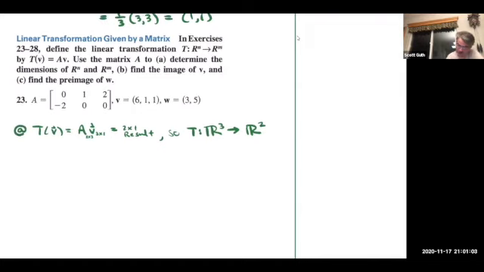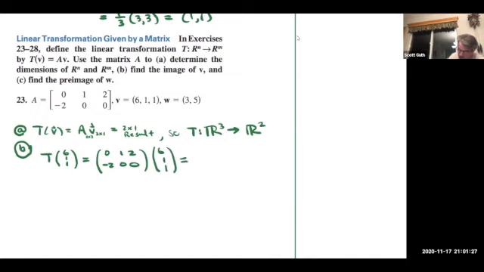Then B wants the image of V. So V is 6, 1, 1. So that's easy. So T of this 6, 1, 1 vector would be A, so 0, 1, 2, negative 2, 0, 0 times the 6, 1, 1. And as we know, this is going to be a 2 by 1. So we'll do 0 plus 1 plus 2. I think that's a 3. And then negative 12 plus 0 plus 0. So it's negative 12.